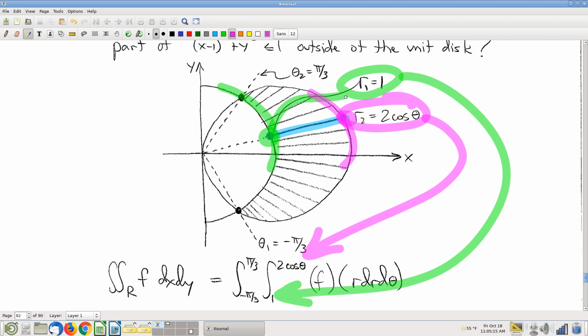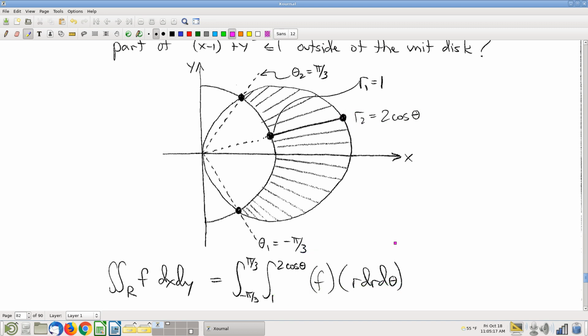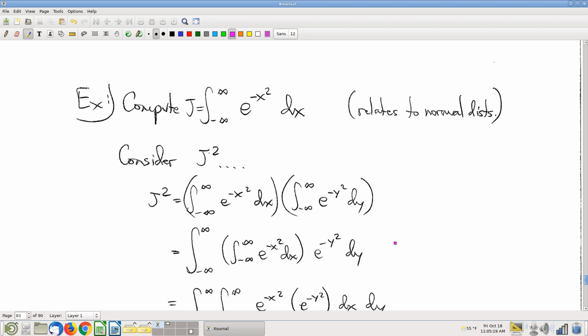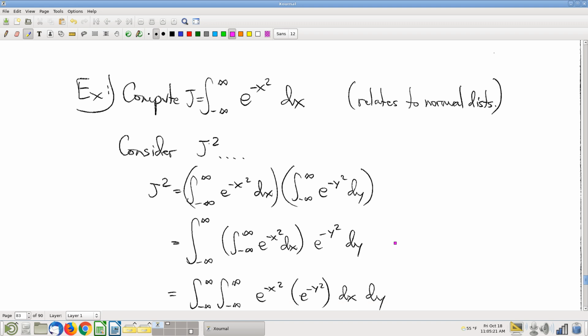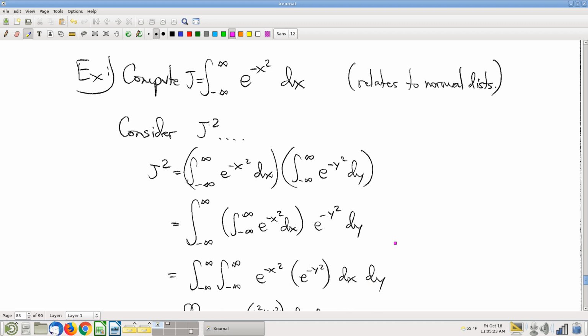Okay, I'm going to go real quick through this example. This is largely here for historical reasons, but there's this very important question to understand of how to compute this integral. You all may recall this function.